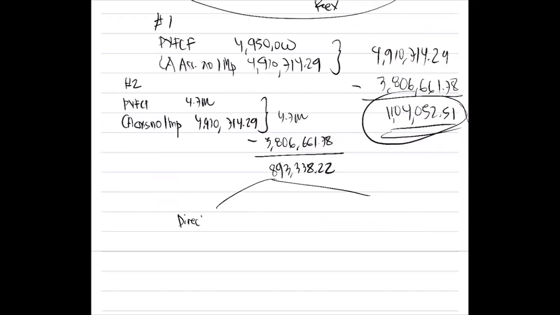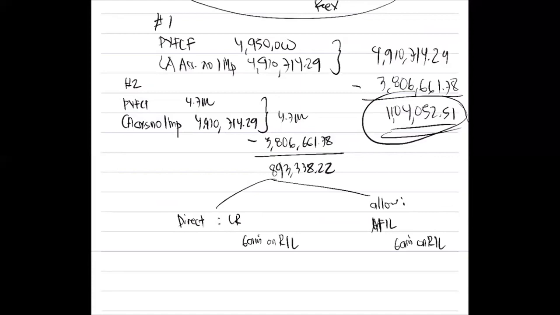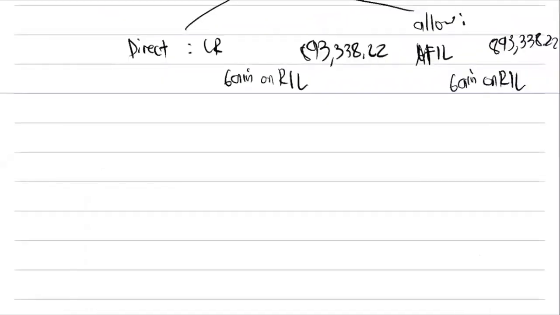If we use the direct method initially, we debit loan receivable, we credit gain on reversal of impairment loss. And then if ever we use your allowance method, what is our entry again? We debit allowance for impairment loss, and then we have your gain on reversal of impairment loss amounting to 893,338.22. Okay? So, ulitin natin yung rules sa PAS 39.